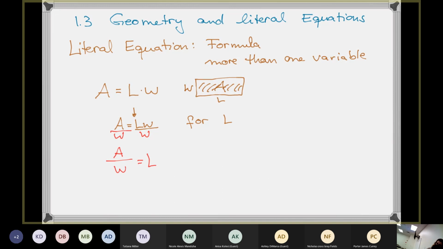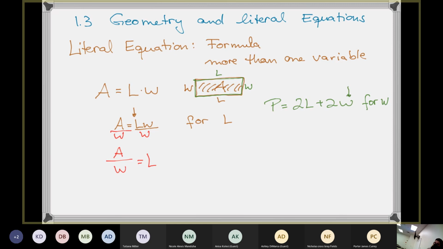Another famous formula, since we're talking about a rectangle, is the perimeter. The perimeter is when you add up all the sides, so you have another W here and another L there. So the formula for the perimeter is 2L plus 2W. Again, you don't have to recite the formula. If you have a problem like this, the formula will be given to you. Now, we're going to solve this perimeter for W. Any thoughts of what we need to do first?